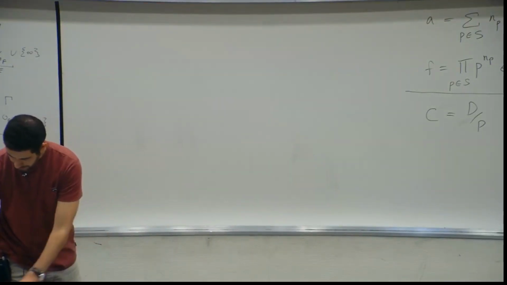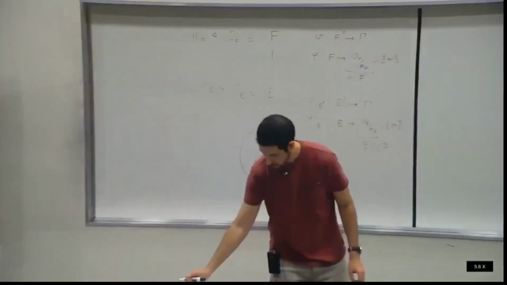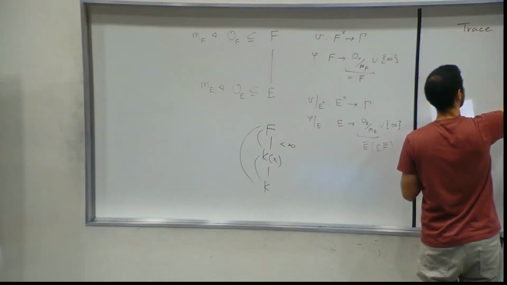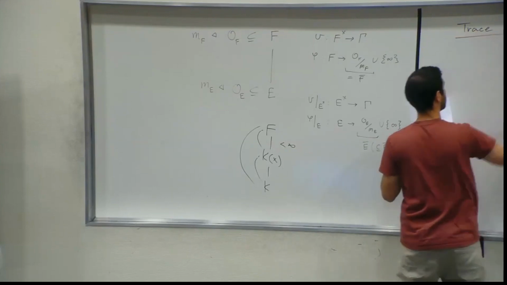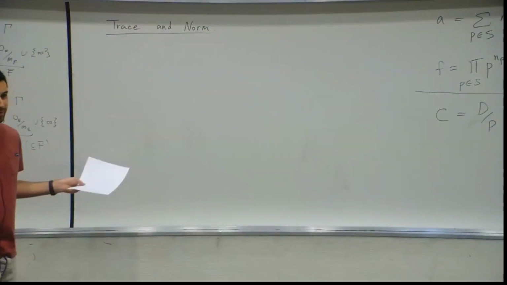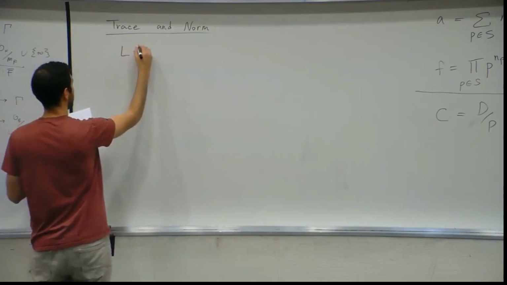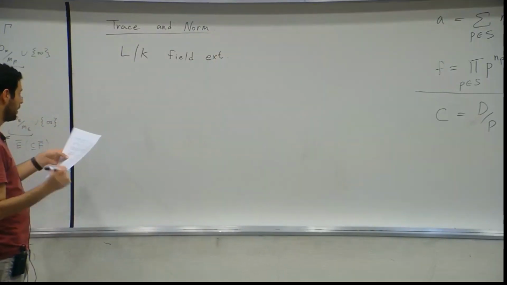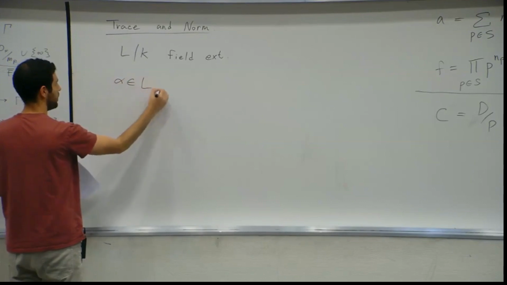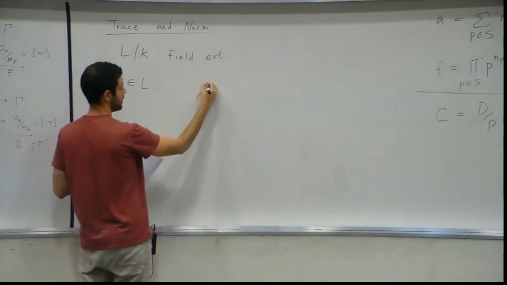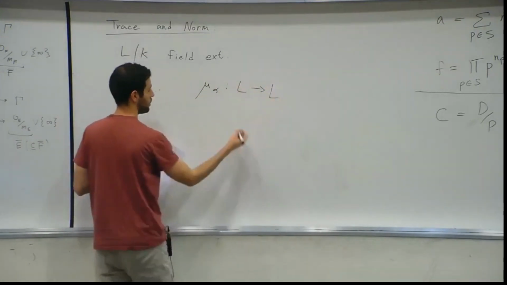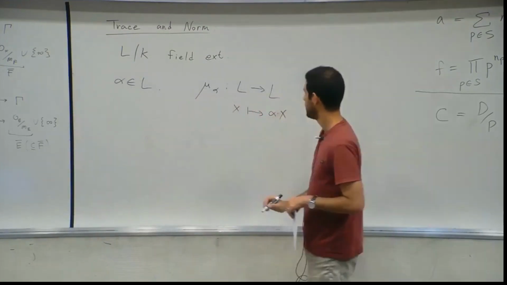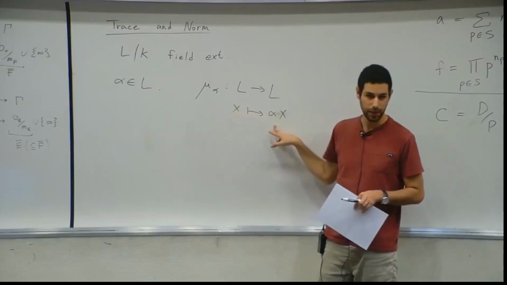Okay, so let's finish with something nice, which we'll continue next time. So the trace and the norm. I guess you're already familiar with this thing. So let's define. Suppose we have a field extension L over K, and some element alpha in L. Then we can consider the following map from L to L. We just map every element X to alpha times X. So mu alpha just multiplies by alpha.